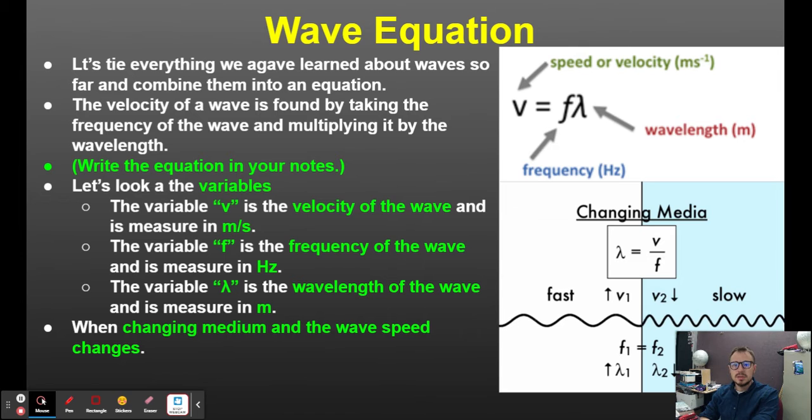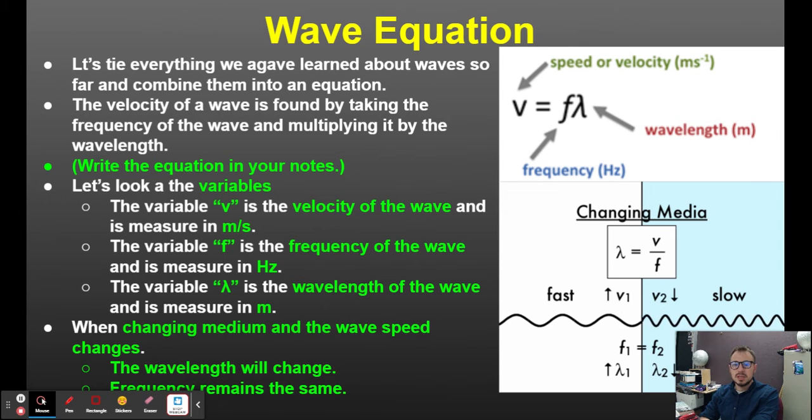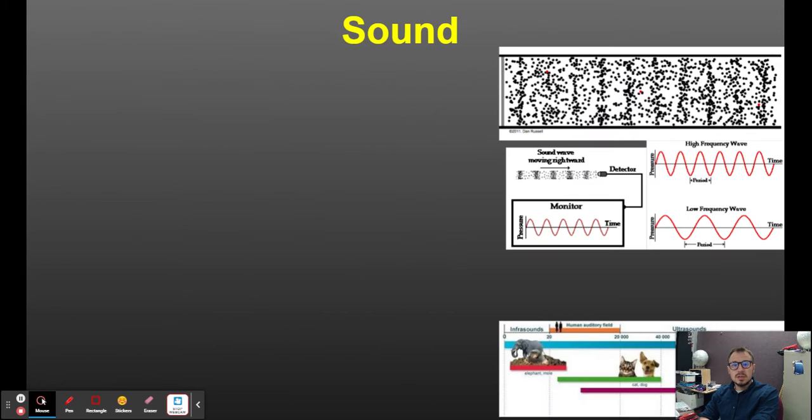When changing mediums, the wave speed changes. The wavelength will change. The frequency remains the same. Just think about if you're inhaling helium. All right, so those are the links for that day.